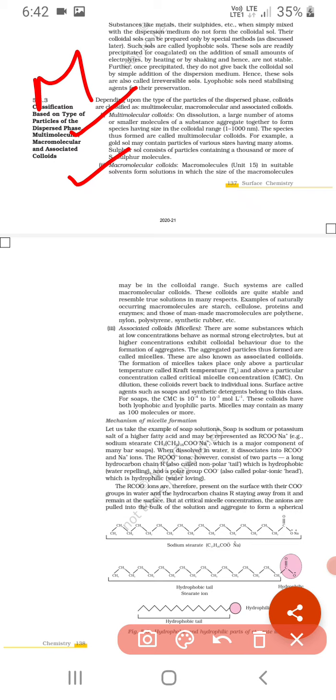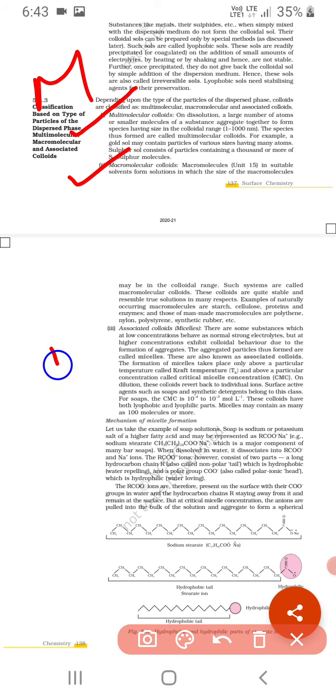Next is macromolecular colloids. Students, here we have large particles, for example starch, cellulose, proteins and enzymes. These are macromolecules. Their size is big. But when they are dissolved in a particular solution and the particle size is in the range of 1 to 1000 nanometer, they are called macromolecular colloids, right?